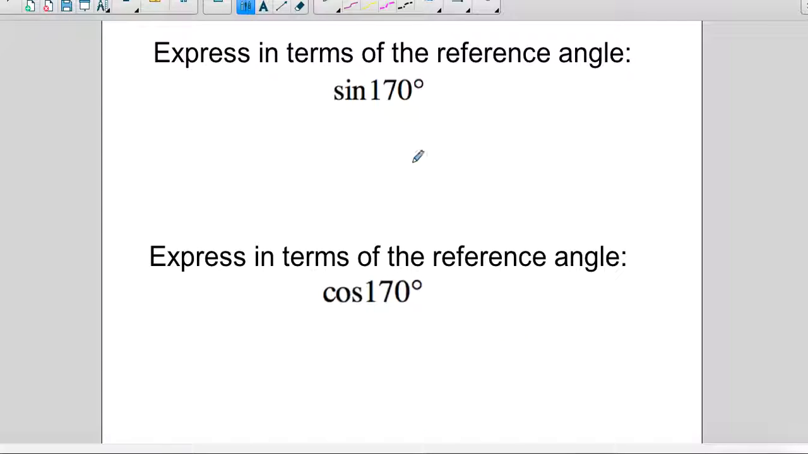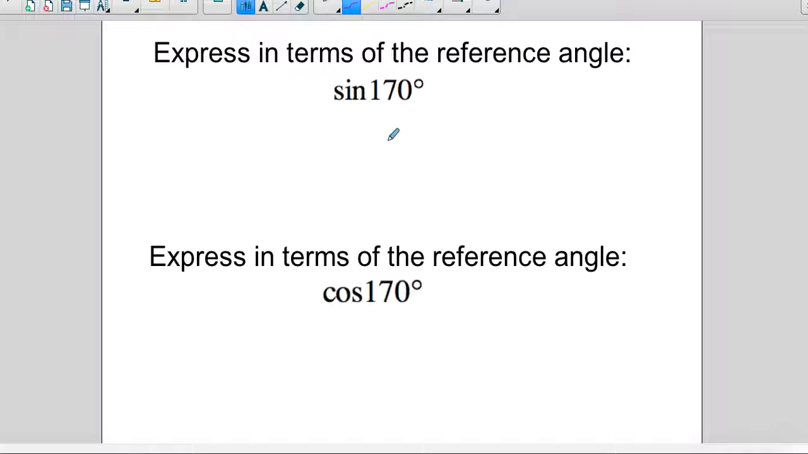So, quick on your own problems: express sine of 170 and cosine of 170 in terms of reference angles. Keep in mind this isn't going to be like a root 2 over 2. 170 is not going to create a special right triangle, so you can't do anything with that. You would just express this in terms of its reference angle. Pause the video and start it when you finish.